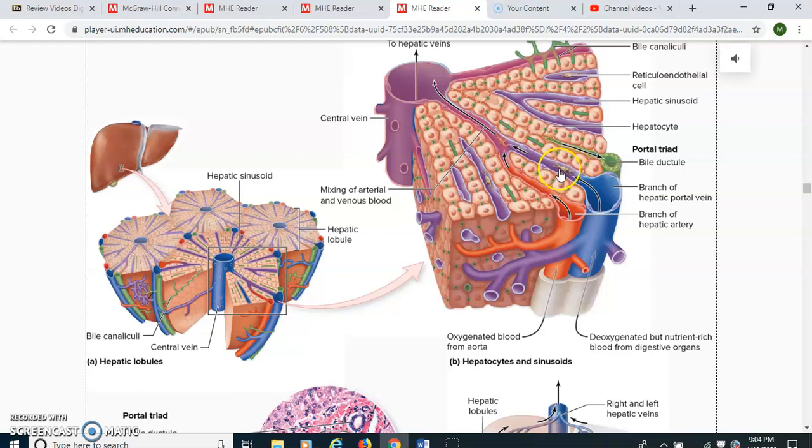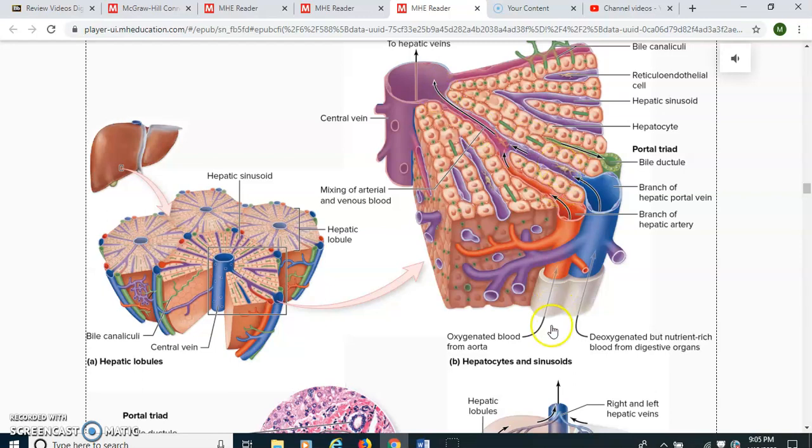There's also, you can see one here, little macrophages. Remember, those are the little white blood cells that come from the monocytes in the blood. They're located in the sinusoid, so they can take care of any sort of foreign, like bacteria or anything that shouldn't be in there. They can phagocytize it, eat it, so it doesn't continue on and get into the bloodstream.